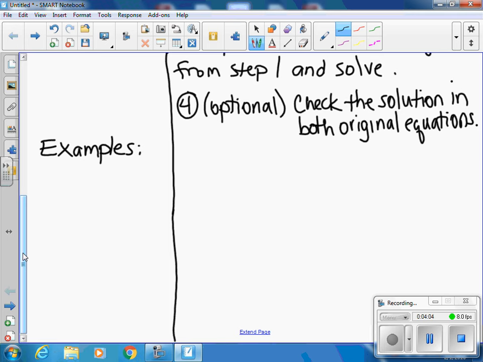Right, so the first example we're going to do is negative x plus y equals 1 and 2x plus y equals negative 2. All right, so that's your system.